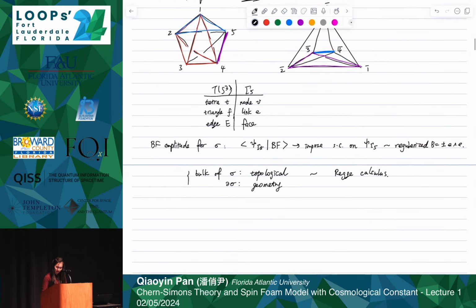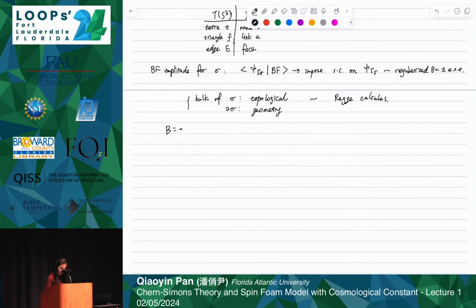Okay, now, the simplicity constraint is B equals plus or minus E wedge E. It's a two-form constraint. So how do we impose it? After triangulation, it's natural to do a smearing over a face, because it is a two-form. So we integrate this B field over a triangle which is in a tetrahedron, and we define it to be a triangulated B field.